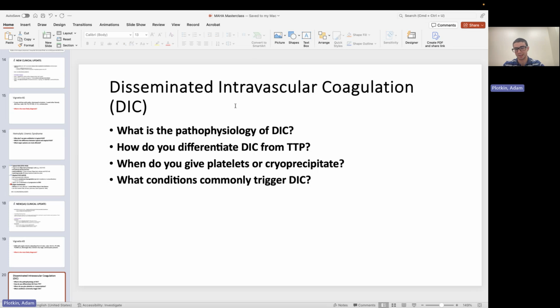So in this case, it's DIC. I did a smaller lecture on DIC versus liver disease a couple days ago. We'll talk about it a little bit more. So pause your screen, consider these questions. What's the pathophysiology? How do I differentiate DIC from TTP? When do we give platelets or cryoprecipitate? And what conditions commonly trigger DIC? So pause, think about these, and I'll move on.